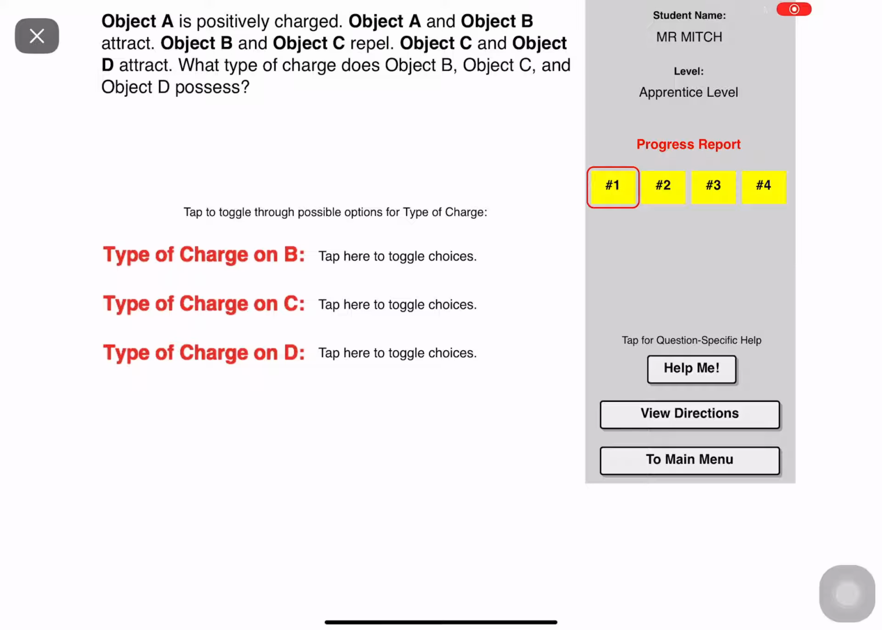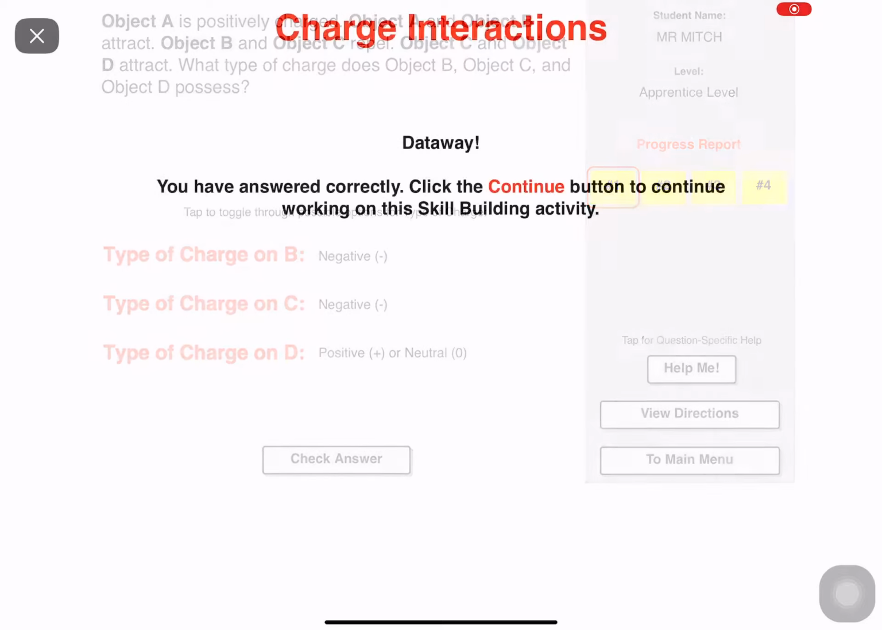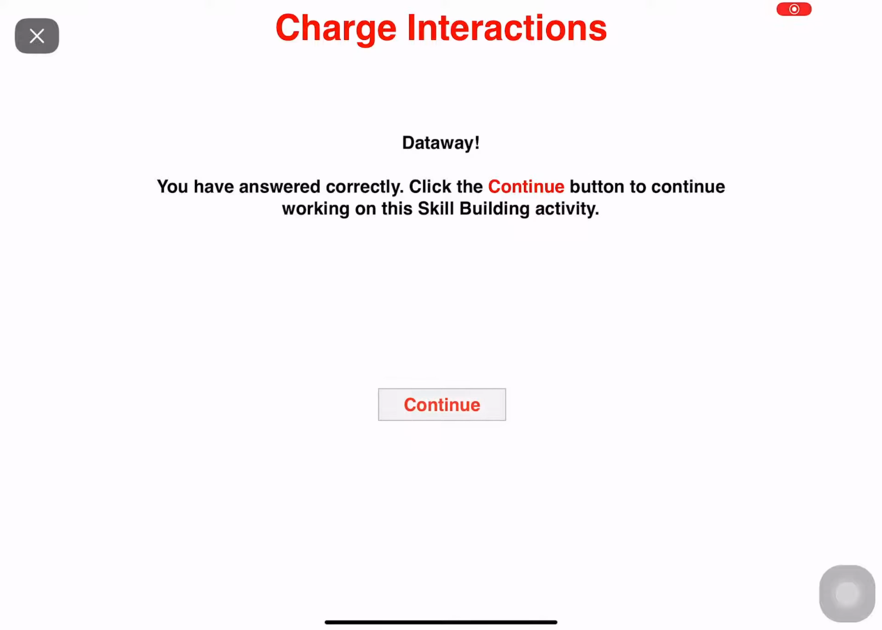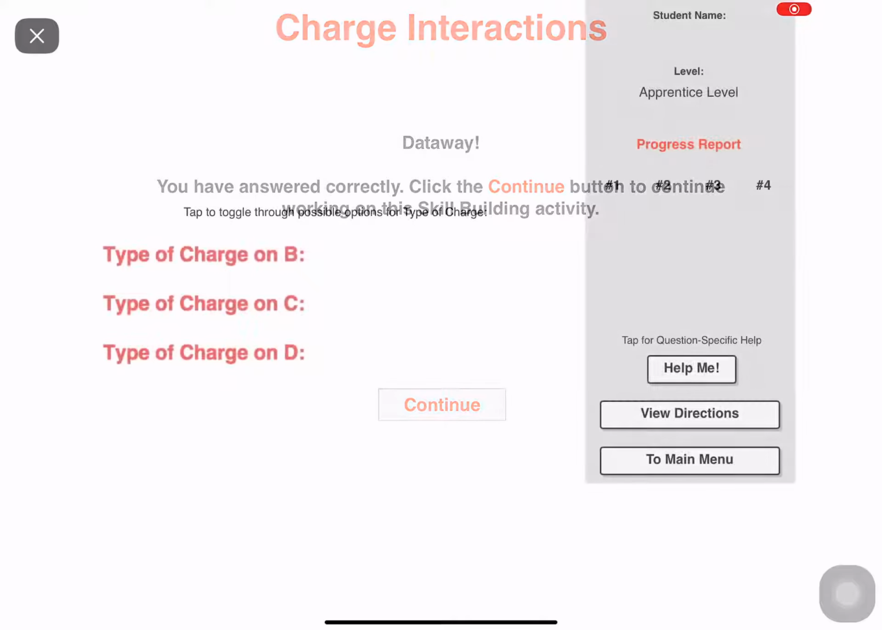Okay? Then it says C and D attract. Well, if C's negative, D could possibly be positive or neutral. So let's see if that works out. So B, we said, is going to be negative. C is going to be negative. And then D is going to be positive or neutral. Check answer. There we go. Let's move on.